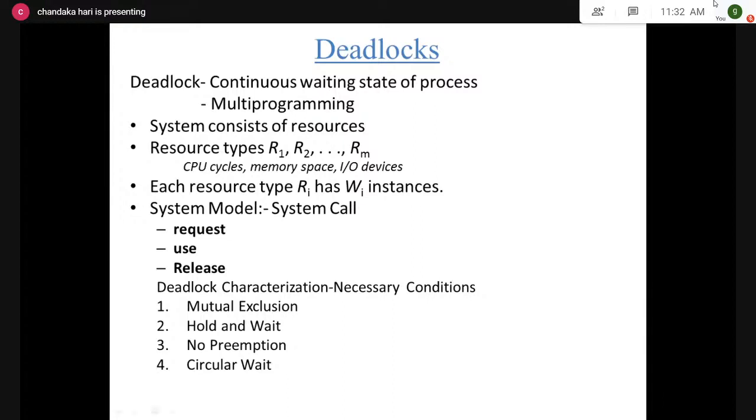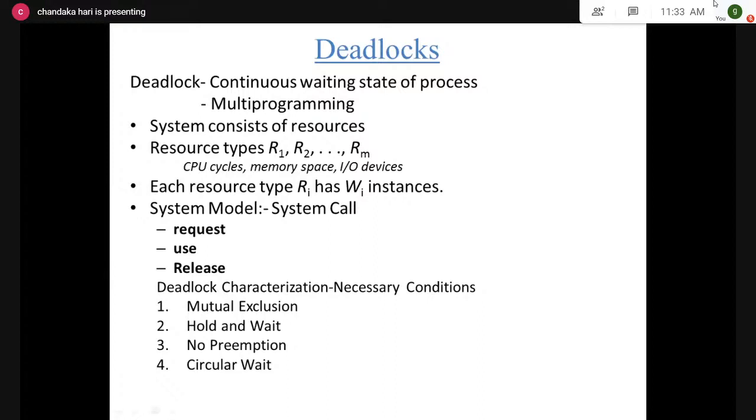Suppose at time T0, process P1 takes one tape drive. At time T1, process P2 obtains another tape drive. So process P1 is holding one tape drive and waiting for the tape drive held by P2. Similarly, process P2 is holding one tape drive and waiting for the tape drive held by process P1. Then these two processes are not allowed to continue execution. Hence, this particular situation is called deadlock with the same resource type.